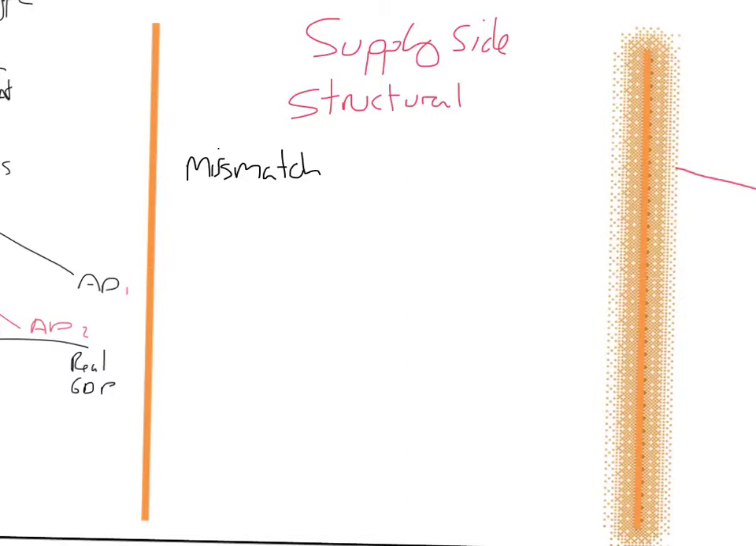Right, mismatch. That means there's a mismatch between the jobs that are available and the type of people who are out there who want those jobs. So there are two major mismatches. One is people might be occupationally immobile.